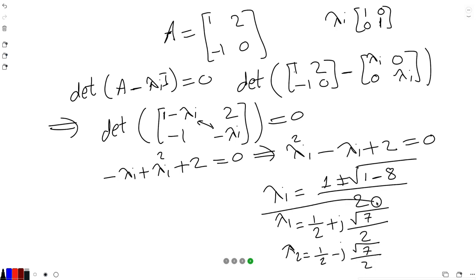So now we found the two eigenvalues which are associated with this matrix.